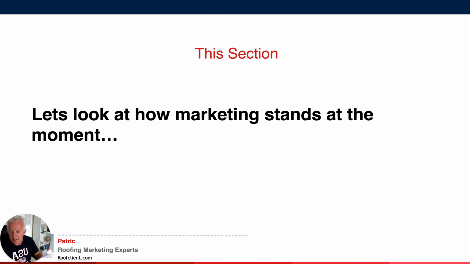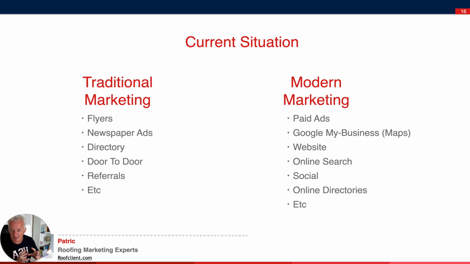This section, we're going to look at how marketing stands at the moment. Remember, what we're talking about here is how to advertise your roofing business, which is the best system, and what are the outcomes of that. So we need to look at how marketing stands at the moment to give you a perspective and a picture of it. How things stand at the moment is we have two core systems of advertising a roofing business.